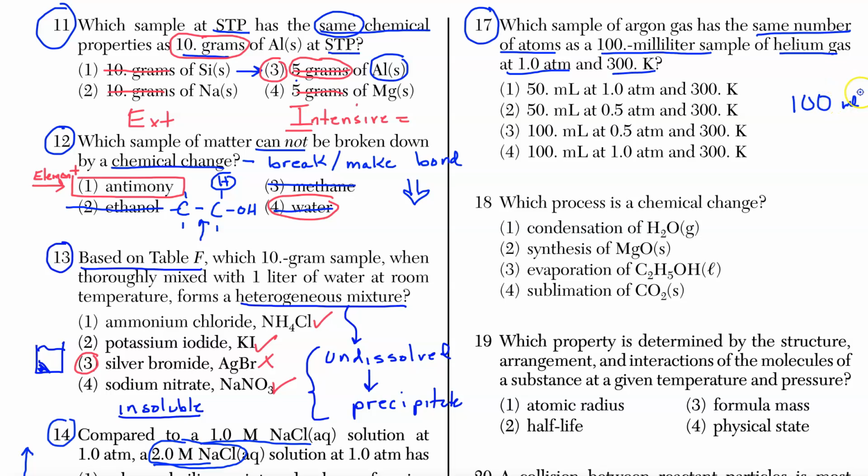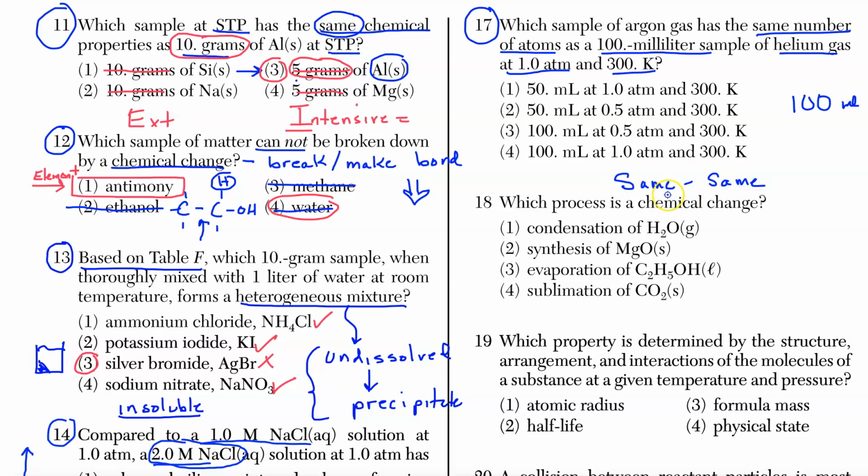And it's at 1 atmosphere and 300 Kelvin. Which of the following choices will have the same number of particles, or in this case, atoms? I call this the same problem. Okay, and it's based upon Amadeo Avogadro's hypothesis.